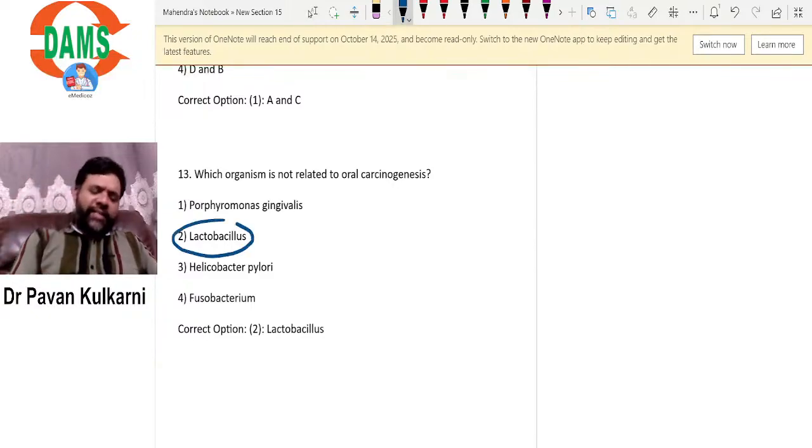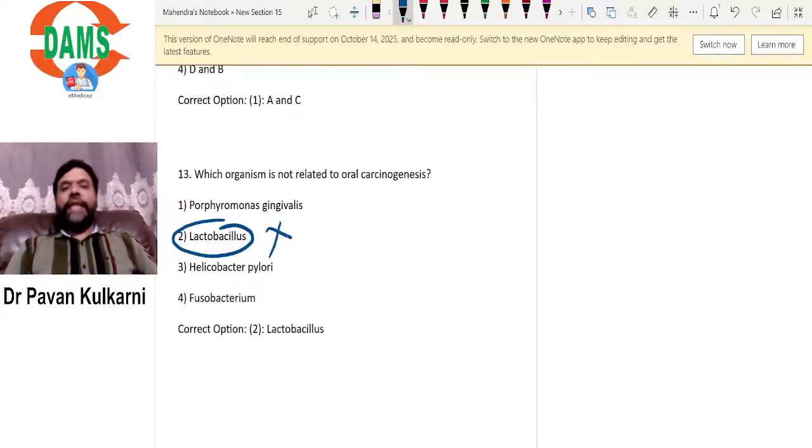Among these, lactobacilli is the one which does not cause oral cancer, because lactobacilli is associated with deep dentinal caries. It is not that virulent, so it is not involved in oral cancer. Porphyromonas gingivalis has been implicated; it causes aggressive periodontitis. Helicobacter pylori, which all of us know is related to gastric ulcers, can sometimes lead to oral cancer. Fusobacterium also has been implicated, but not the lactobacilli.